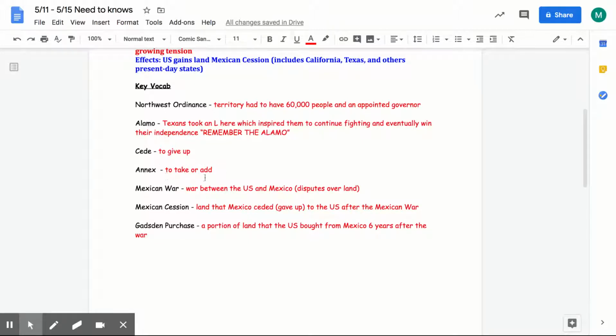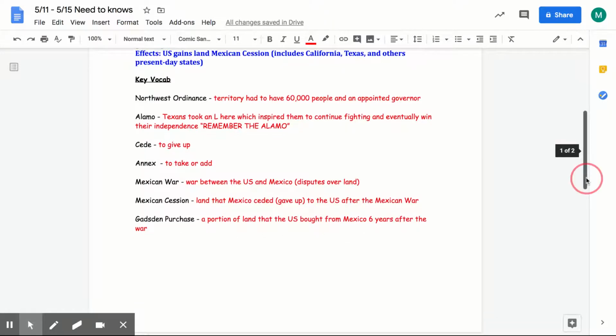Annex means to take or to add. So when the U.S. annexed Florida and Texas, they added them to the country. The Mexican War was the war between the U.S. and Mexico, which was basically disputes over land. Mexican Cession was the land that Mexico ceded or gave up to the U.S. after the war, and the Gadsden Purchase, a portion of land that the U.S. bought from Mexico 6 years after the war.